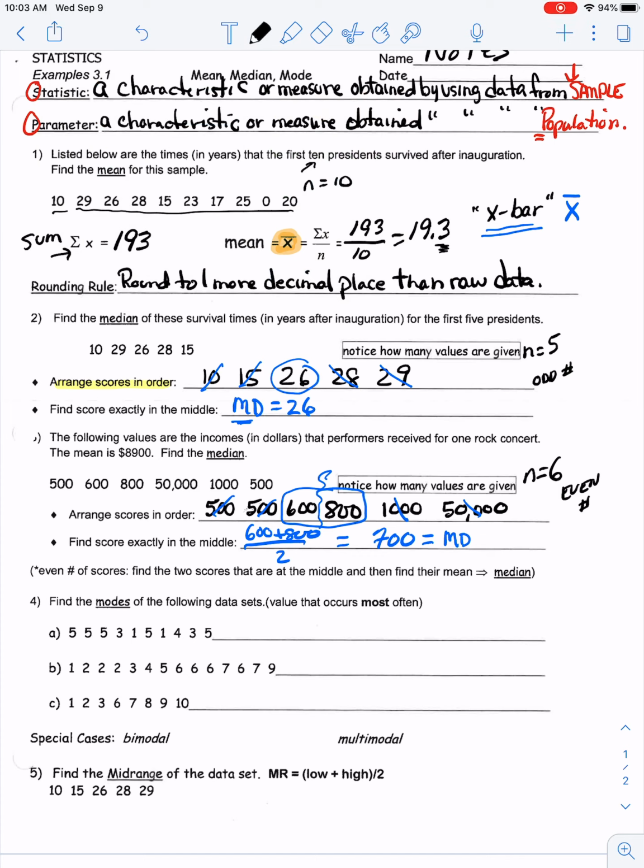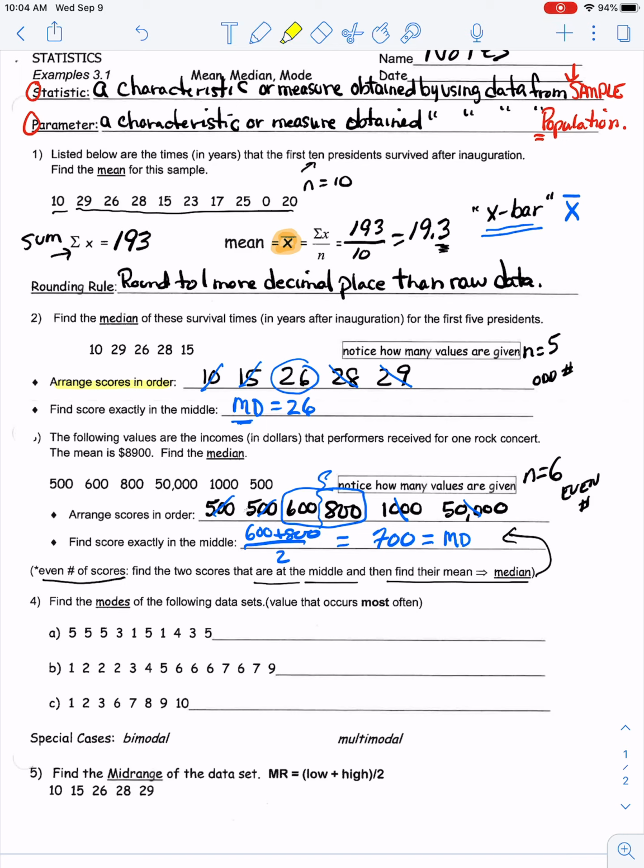Last up, and I guess I skipped over this, but if there's an even number of scores, I just typed this up here. Find the 2 scores that are in the middle, and then find their average. That's going to give you the median, and that's what I in fact did there.